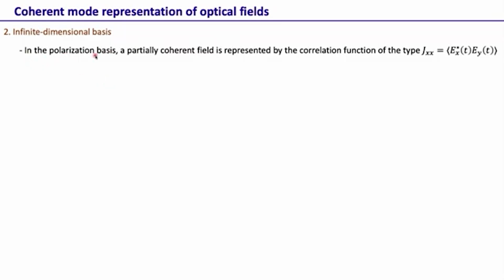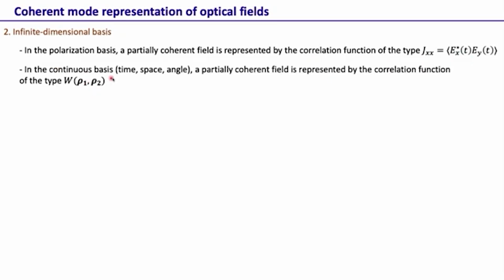So in the polarization basis, a partially coherent field is represented by the correlation function of the type Jxx, Ex star Ey. But in the continuous basis, we have studied three: time, space, and angle. A partially coherent field is represented by the correlation function of the type W(rho1, rho2). So this is in space. If we are doing it in time, this will be W(t1, t2); in angle it will become W(theta1, theta2).